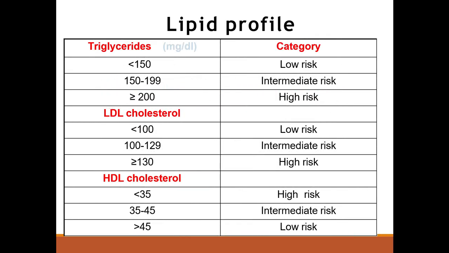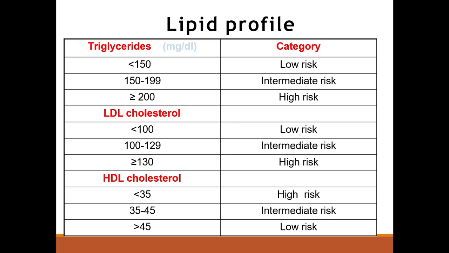Lipid profile, triglycerides. If triglycerides are less than 150 milligram per deciliter, then the person is at low risk. If triglycerides are 150 to 199 milligram per deciliter, a person comes under intermediate risk. If triglyceride level is greater than or equal to 200 milligram per deciliter, then the person is at high risk.